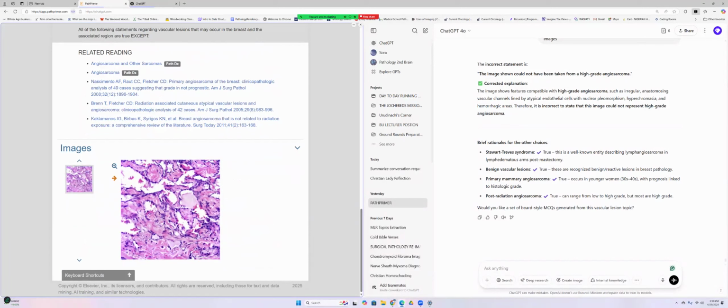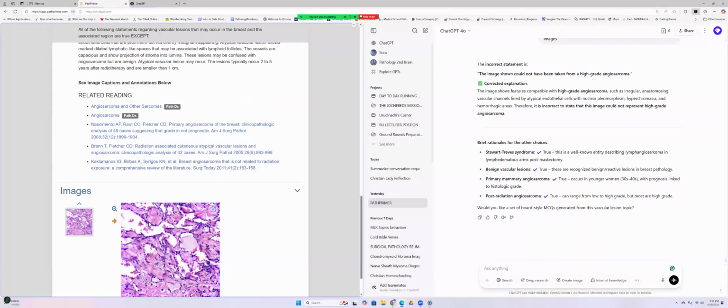This is high-grade angiosarcoma. The image features are compatible with high-grade angiosarcoma, which has irregular anastomosing vascular channels. The channels are irregular and lined by atypical endothelial cells with nuclear pleomorphism, hyperchromasia, and hemorrhagic areas. Therefore, it is correct to state that this image does represent high-grade angiosarcoma. If you look at this image, there are some vascular leaks.